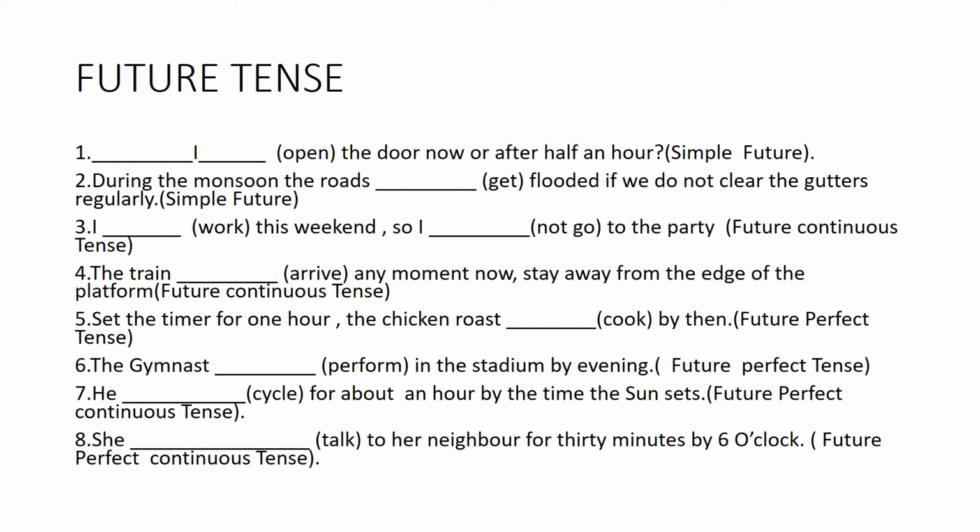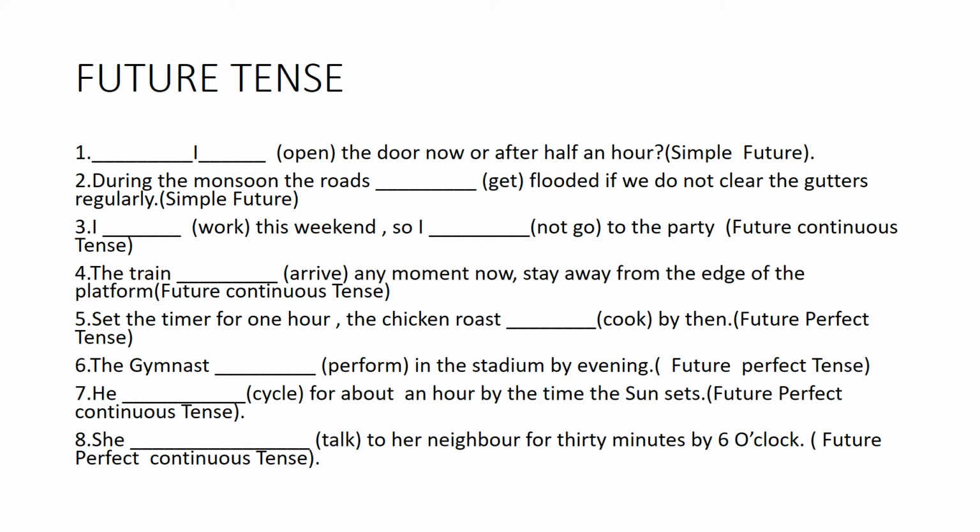Future tense is used to express an action that will take place in the future. Fill in the blanks with future tense. Examples 1 and 2 are examples of simple future. 3 and 4 are future continuous. 5 and 6 are future perfect. 7 and 8 are future perfect continuous tense.